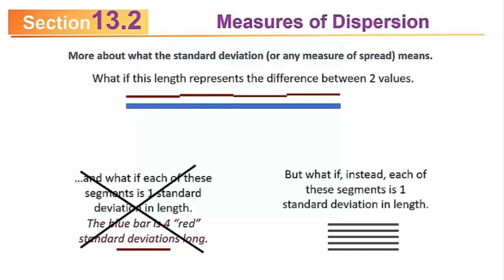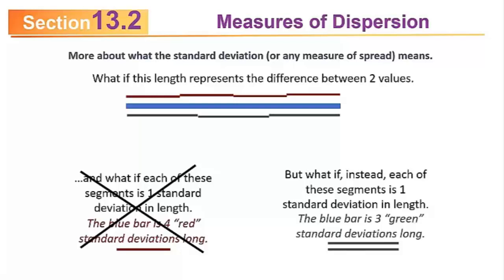But what if the bars for the standard deviation were really longer? What if on the right quadrant, those bars represented 1 standard deviation in length? What if I stretch those bars out? Well, it takes only 3 of those. So the wider bar is 3 standard deviations long if the standard deviation is the length of one of the bars on the right, but the wider bar is 4 standard deviations long if the standard deviation is the length of the bars on the lower left quadrant.